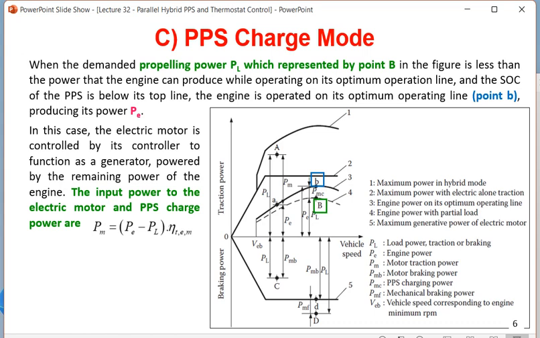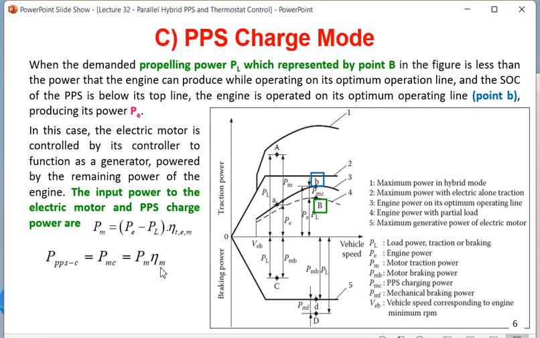So from engine to the clutch, to the coupler, and from the coupler back to the motor controller, and from there the motor, and then to the battery. All these efficiencies together, we are calling it eta TEM. So the remaining power multiplied by the combined efficiency, that much energy will go to PM, and the PPS will keep on getting charged with some efficiency given by eta. So PPS is equal to PMC is equal to PM into eta M.